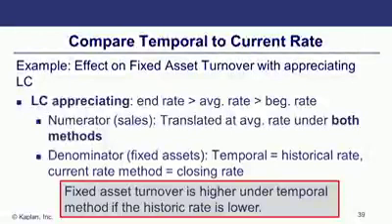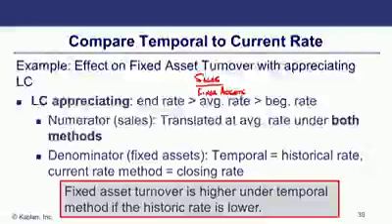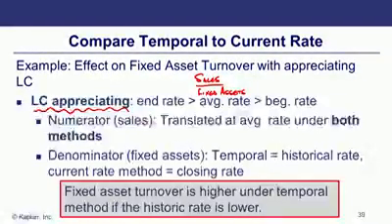Now, fixed asset turnover, of course, is sales over our fixed assets. Okay, so there's our ratio, sales over fixed assets. Now, we've decided in this situation we've got a local currency that is appreciating. So the closing rate is bigger than the average rate. The closing rate, the ending rate, is bigger than the average rate, which is bigger than the starting rate or the beginning rate. Now the numerator, sales, whether you're looking at temporal or the all current method, is going to be converted at the average rate. So there's no impact at all on the numerator of this ratio of the method that we use.